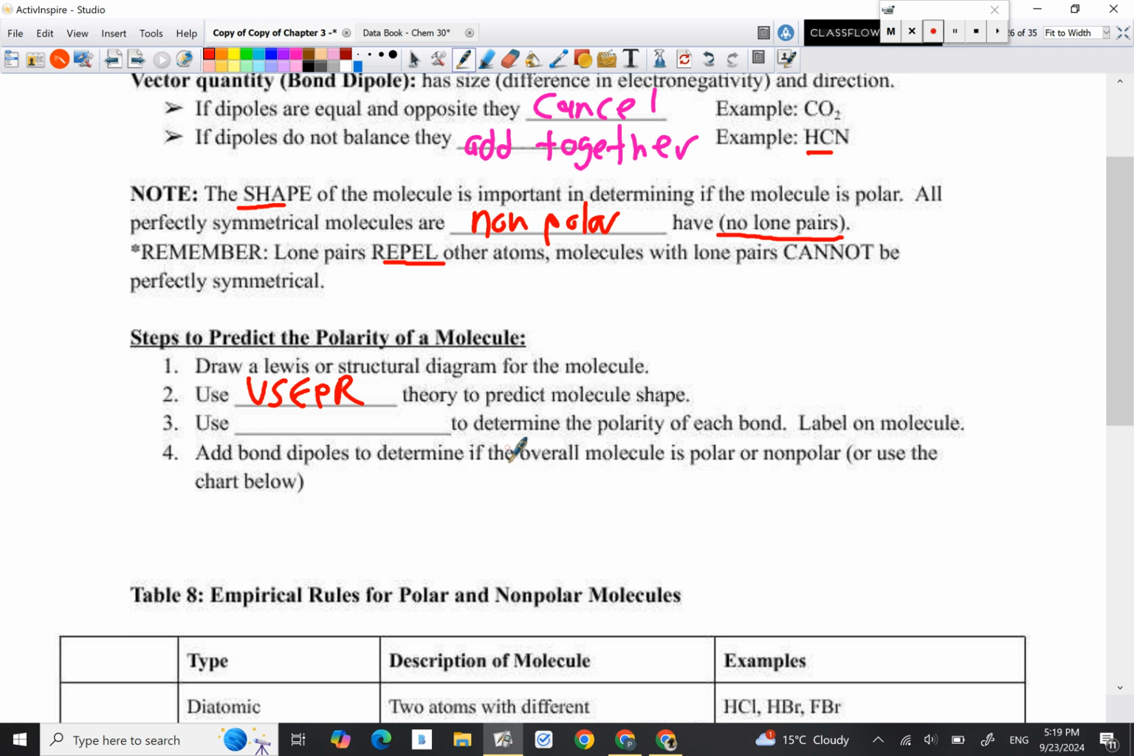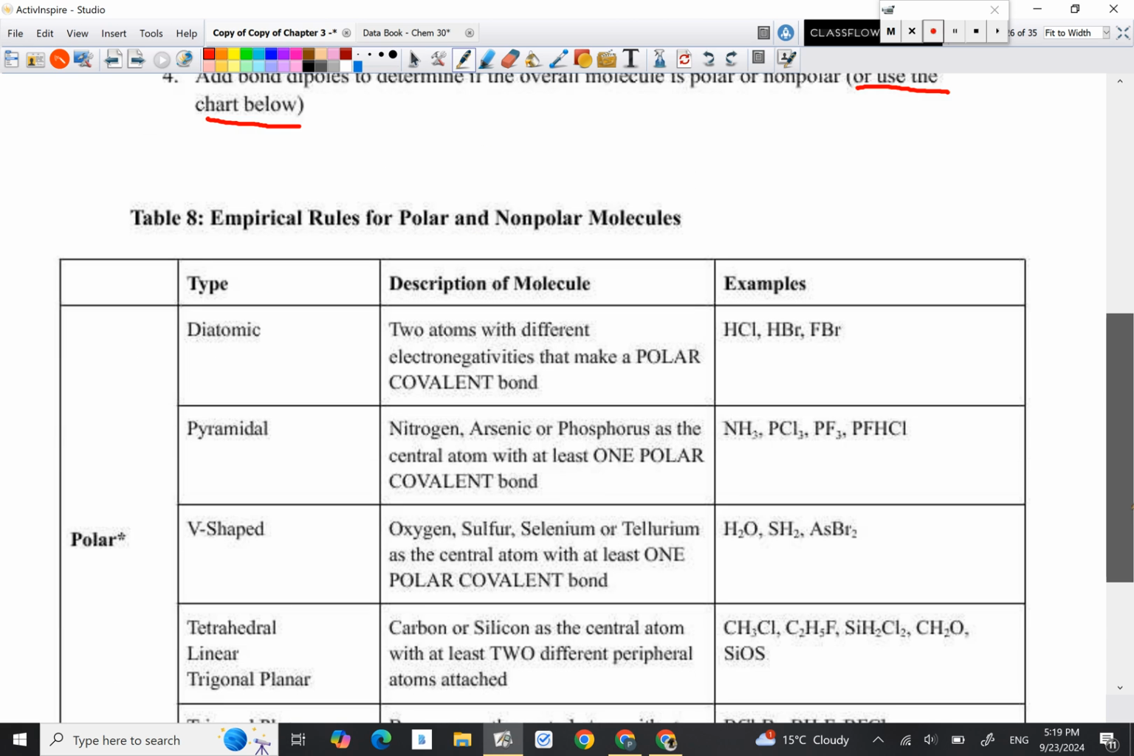Next, we're going to use electronegativity to determine the polarity of each bond, and we're going to label. Technically, this is what we're doing: adding bond dipoles to determine whether the overall molecule is polar or nonpolar. This is the cheat sheet right here, or we're going to use the below chart. Now, this is a lot. Once again, there's going to be lots of practice for this, but we're going to see some trends.